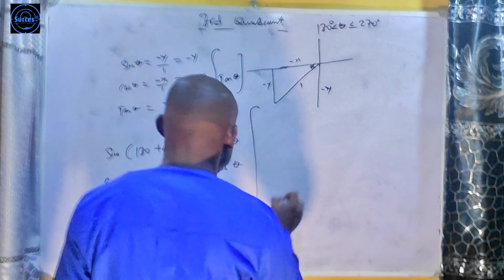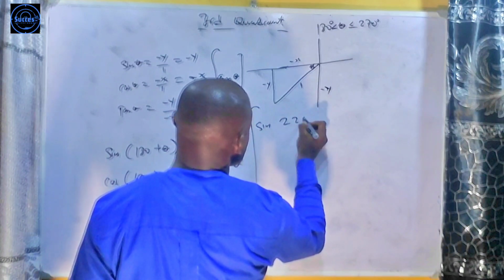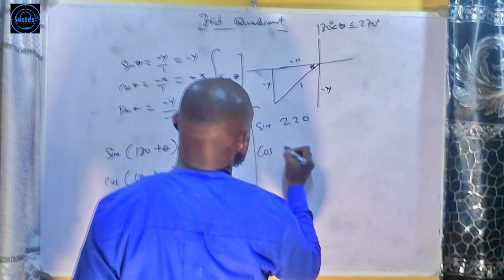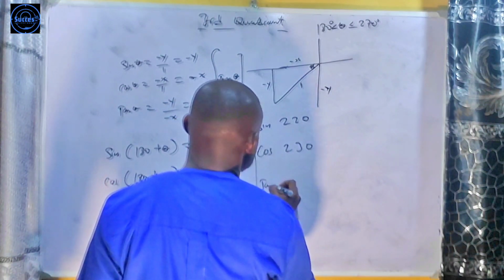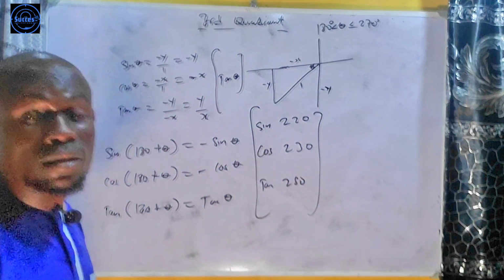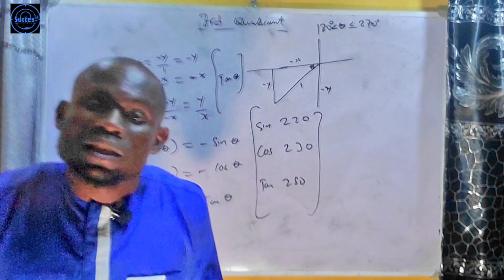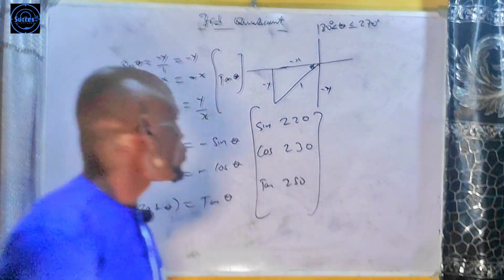Now what are we saying? Suppose we are given sine 220, cos 230, tan 250. These are all angles greater than 180 but less than 270 degrees, so they are definitely in the third quadrant. So how do we find this?